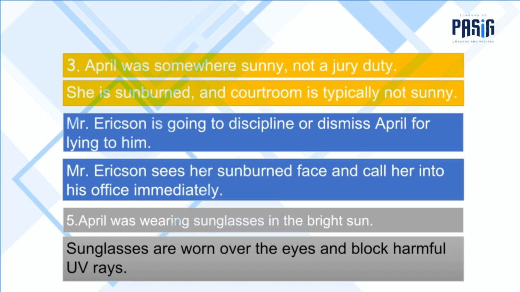Number 5. April was wearing sunglasses in the bright sun. The proof is the sunglasses are worn over the eyes and block harmful UV rays, so she has pale white circles that ran from the top of her eyebrows to the bottom of her cheeks. These pale circles were surrounded by sunburned flesh.